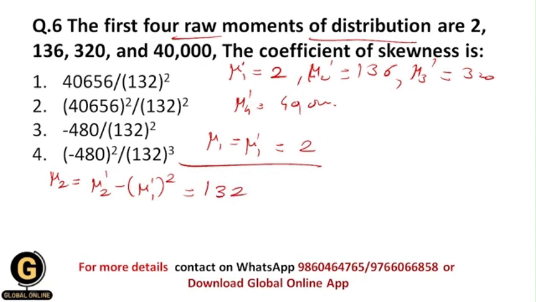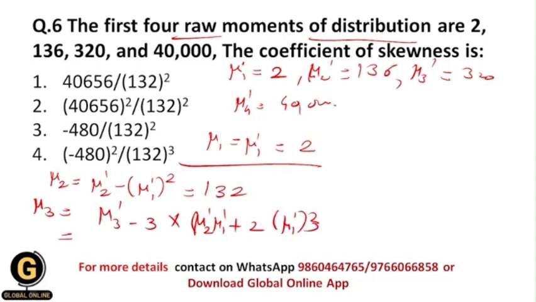Now let us find the value of mu3, which is equal to mu3' minus 3 times mu2' mu1' plus 2 (mu1')^3. Whenever you substitute the values of mu3', mu2' and mu1', you will finally get the value which is equivalent to minus 480.